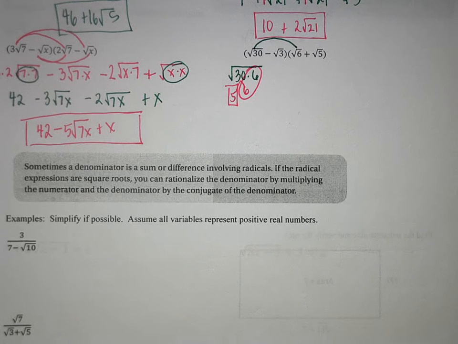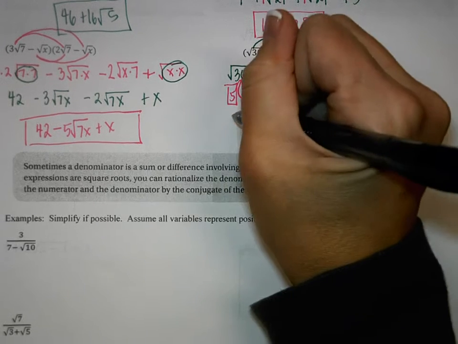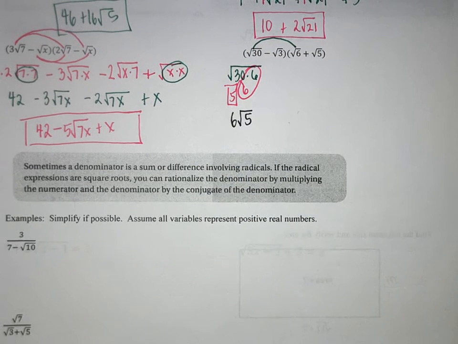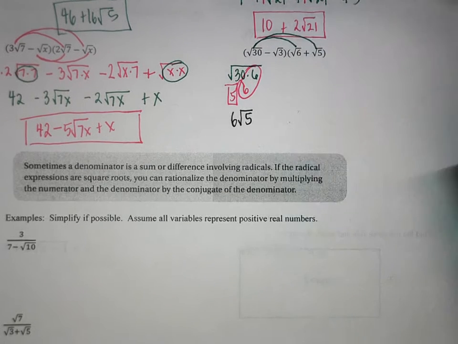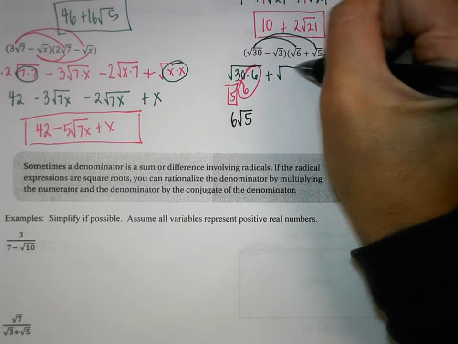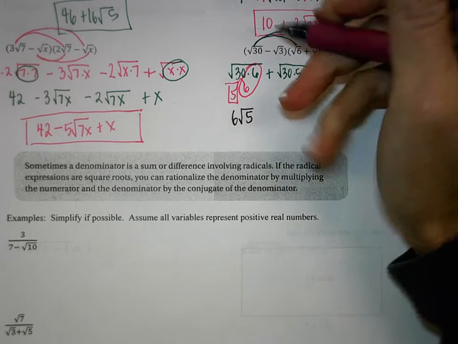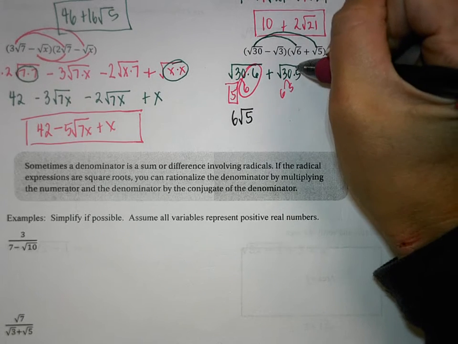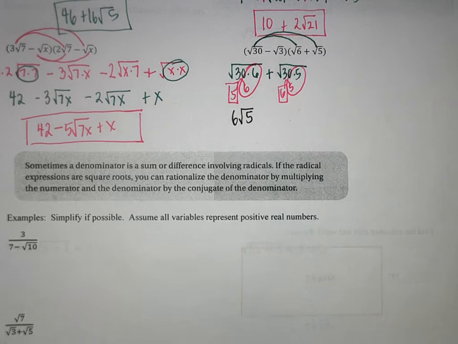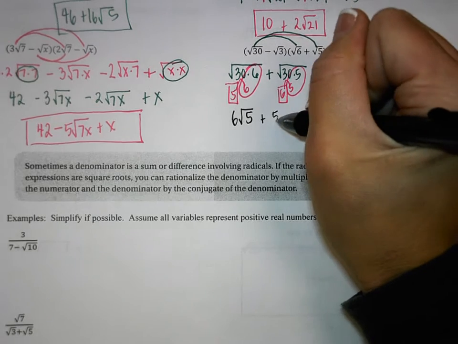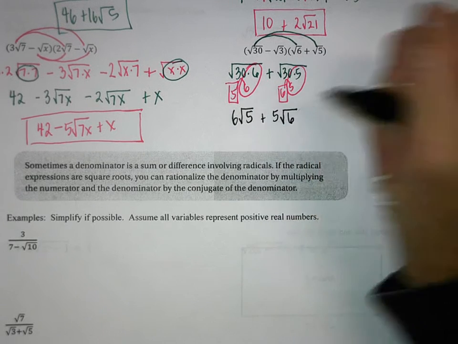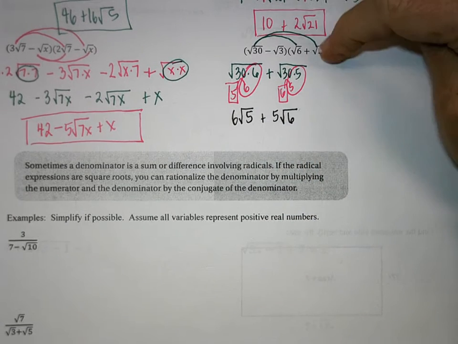So how will I end up writing this one? 6 root 5. Very good. 6 root 5 is correct. Any questions? Next term. Root 30 times root 5. So we have plus root and then 30 times 5. And how would you break down the 30 this time? 6 and 5. 6 and 5 again. And that gives us a pair of 5s with a 6 left over. How will I write that? 5 root 6. Good. Actually, it's a positive. So, positive 5 root 6. Those are positive times a positive.